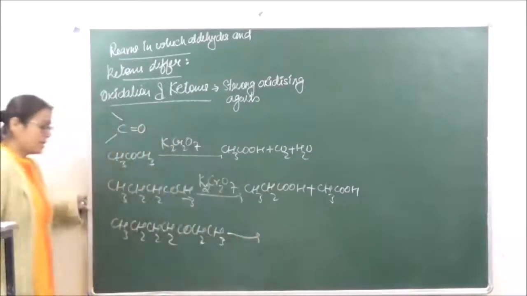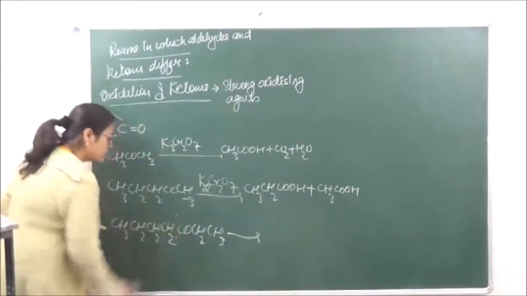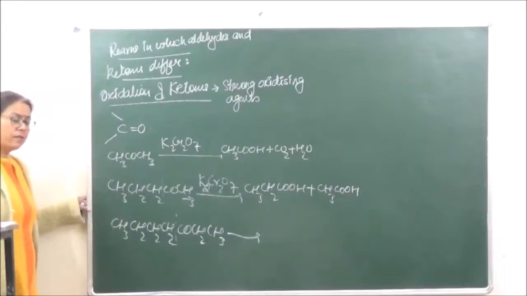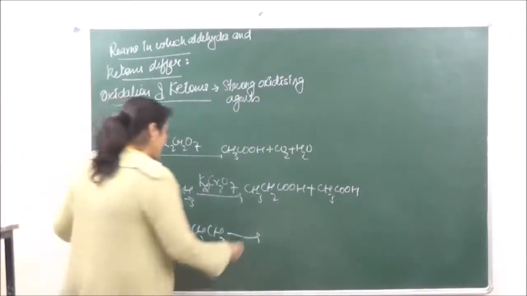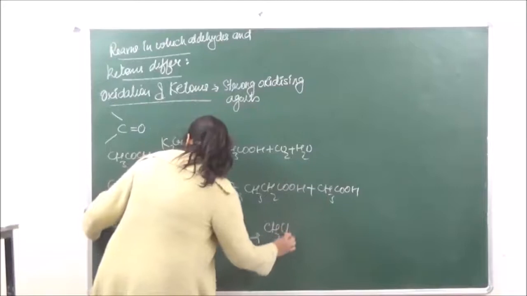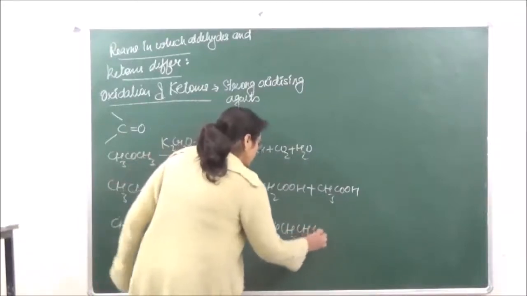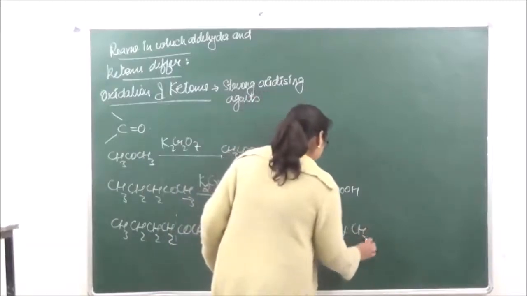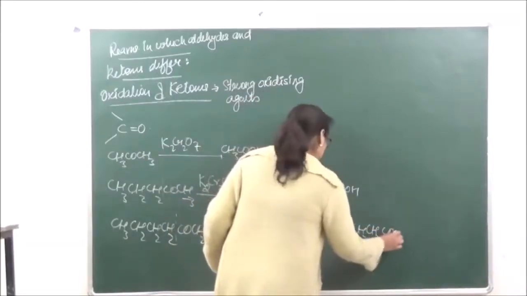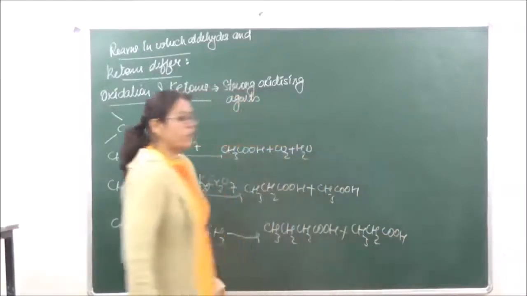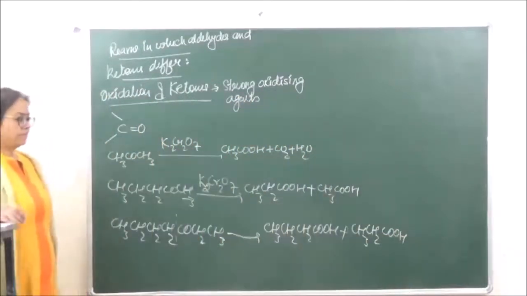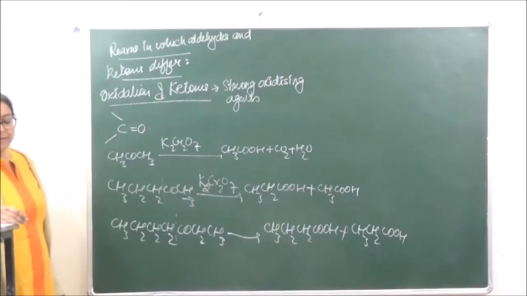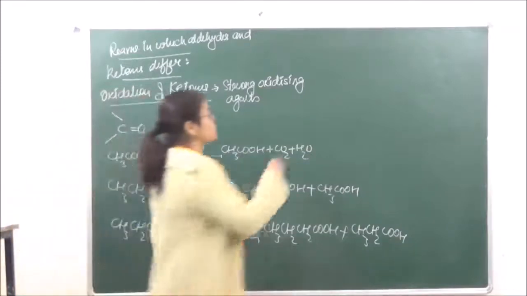If we're doing the oxidation of this, this is where the cleavage is going to take place. So we're going to get a mixture of acids, CH3CH2CH2COOH plus CH3CH2COOH. Is it clear? Then we have another kind of oxidation for ketones which is known as Baeyer-Villiger oxidation.